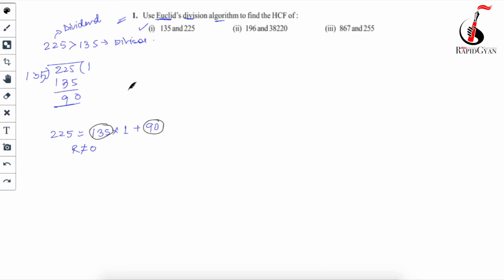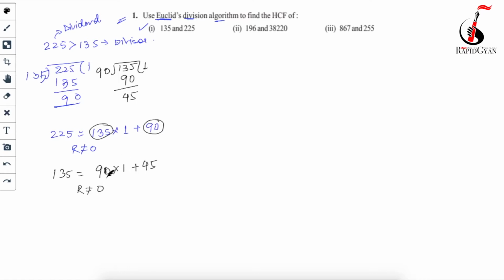With the new dividend and new divisor, which is 135, I will divide this by 90. Again it will go just one time. So it's 90 and my remainder is 45. Correct? So this I can write as 135 is equal to 90 times 1 plus remainder, which is 45. Again your remainder is not equal to 0. So we'll do this activity one more time.